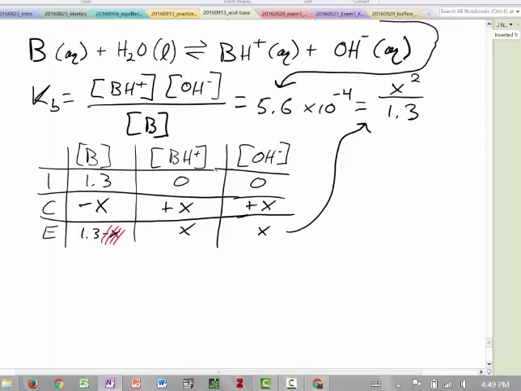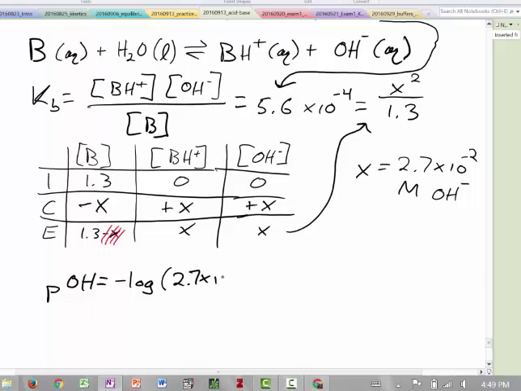So I take my equilibrium row, plug it into my equilibrium expression, and get 5.6 e negative 4 times 1.3 equals x squared. Square root. x is 2.7 times 10 to the minus 2. What, though? Molar hydroxide, because x in the table was hydroxide. pOH equals the negative log of 2.7 times 10 to the minus 2. Keep an extra sig fig for now.